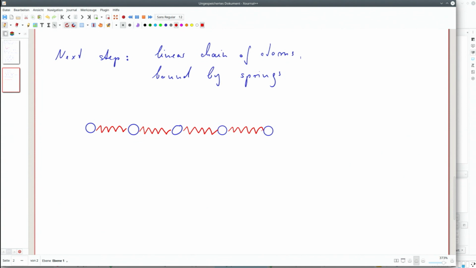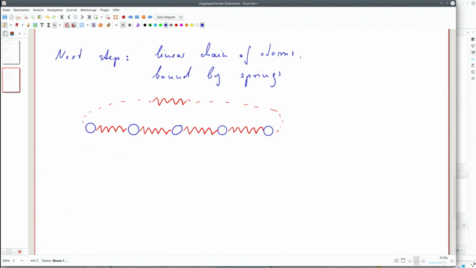Now, if we have a finite length of our chain, we have to do something at the ends. And again, we apply periodic boundary conditions. So we close this chain here. No, sorry. I'm not even sure whether this plays a big role.